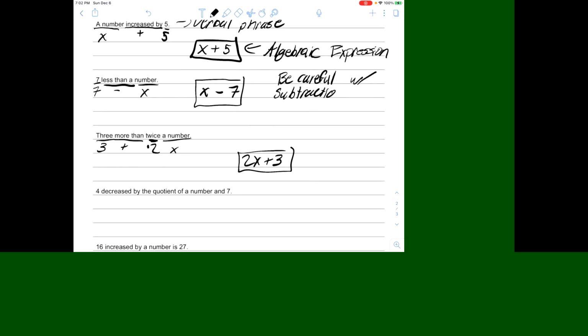Now I could have also done 3 plus 2 times x. For addition, those are the same thing. So either one of those answers would have been exactly the same. So if you got one of those things, then you got the right answer.